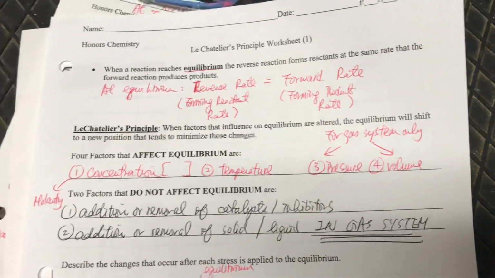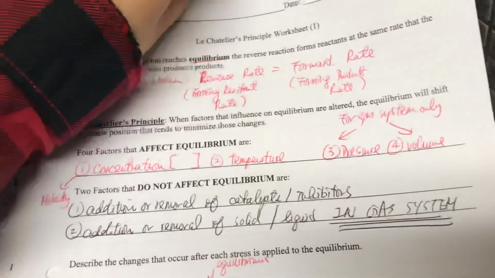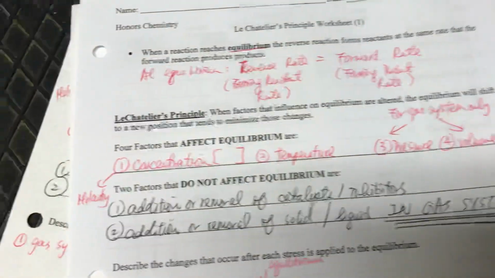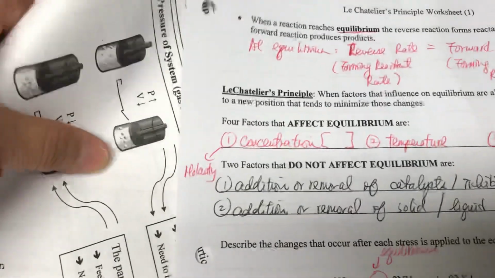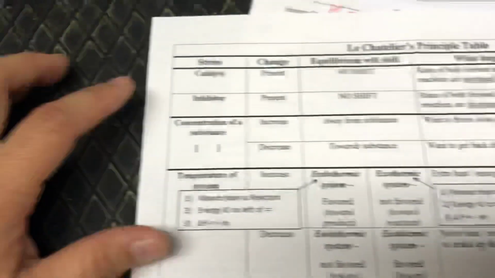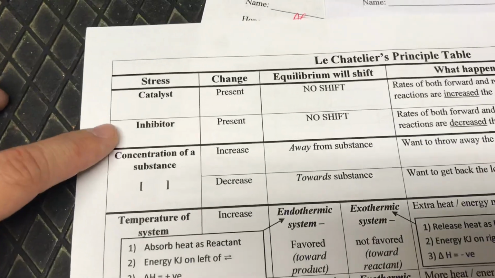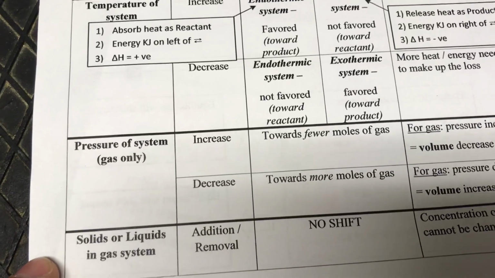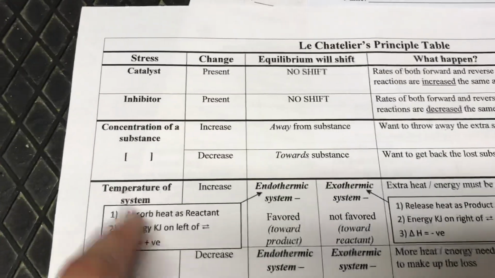Alright, so in this video, I'm going to talk about Le Chatelier's principle, worksheet 1, but I will separate it into two videos. In the first video, I'm going to talk about the concentration, the catalyst and inhibitor, and also I'm going to mention solid, liquid and gas systems. And then in the other video, I will talk about the temperature.